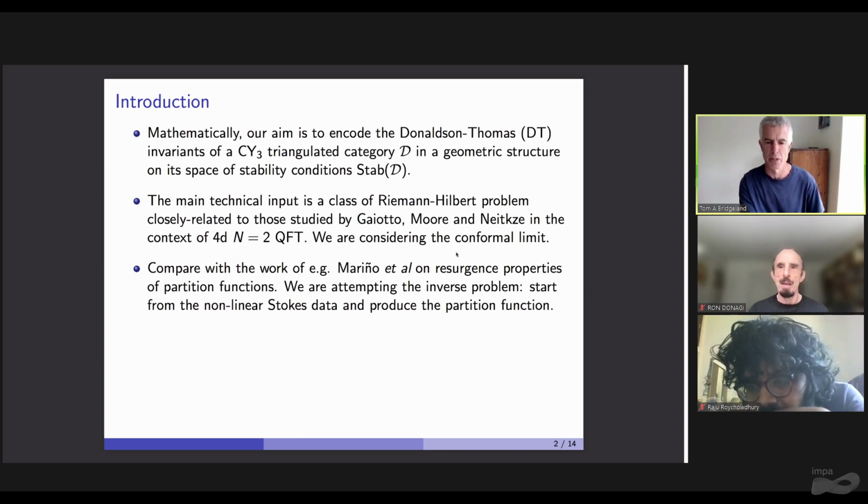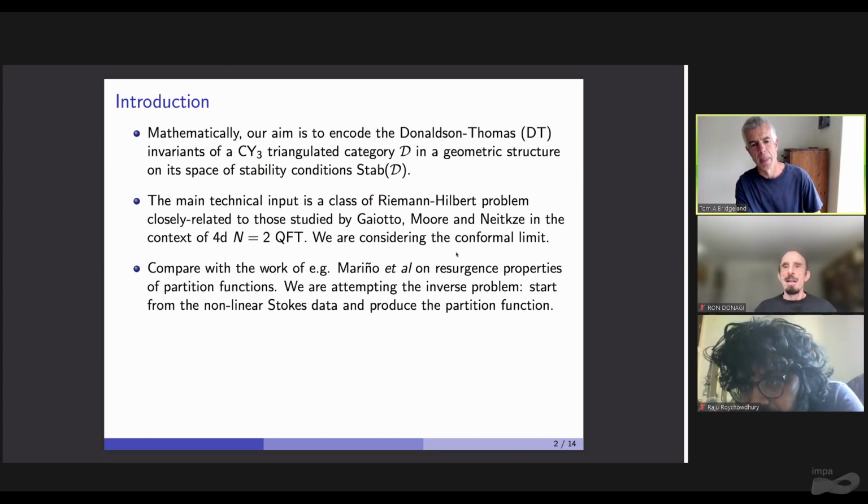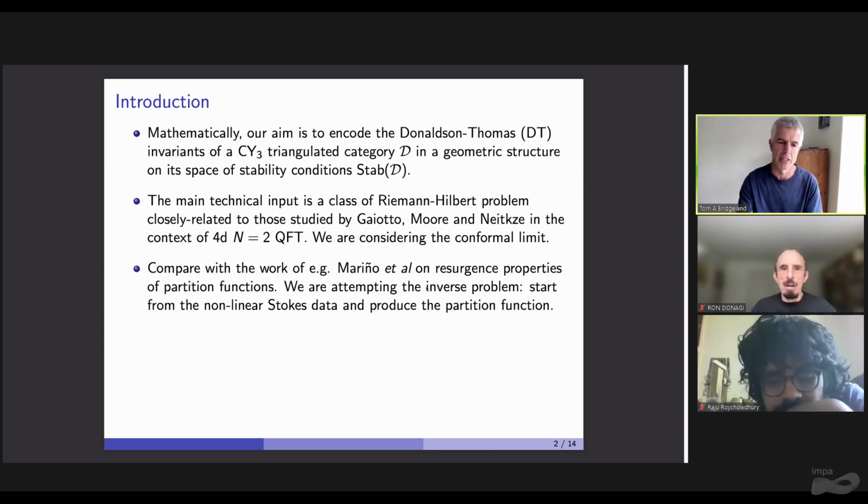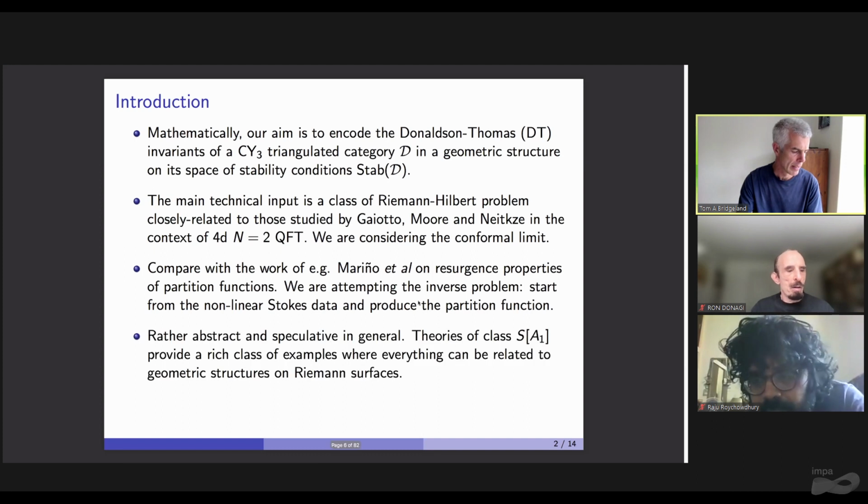We're starting with the Stokes data and trying to reconstruct the differential equation. But anyway, the reason, at least we're trying to do it this way around, is because we're starting with data that's mathematically very well defined, the DT invariants. Okay.